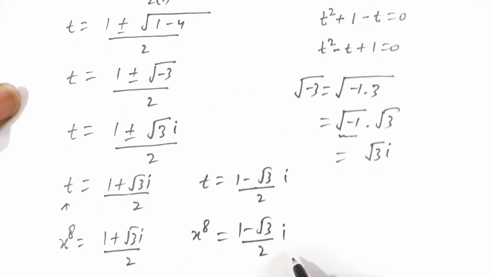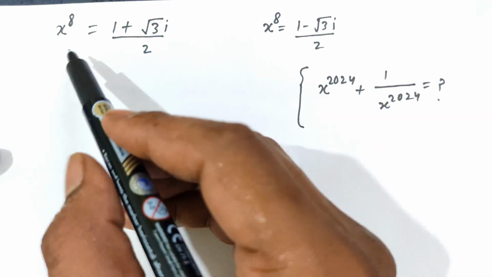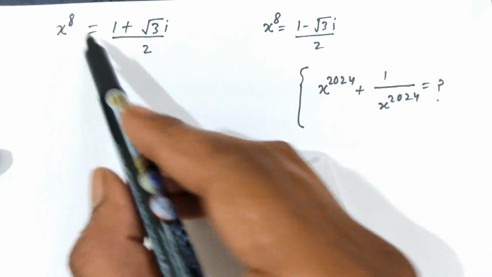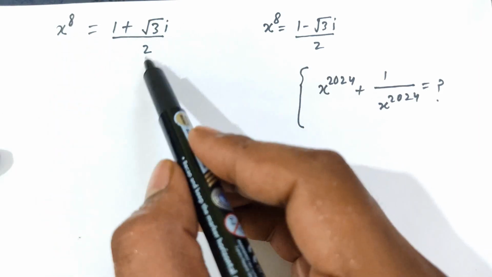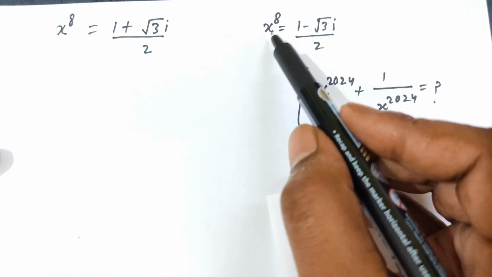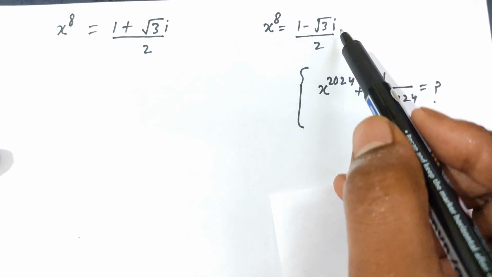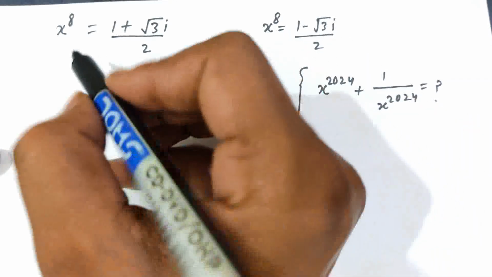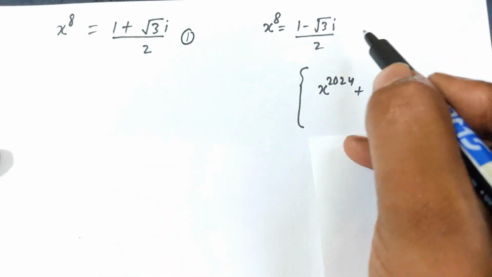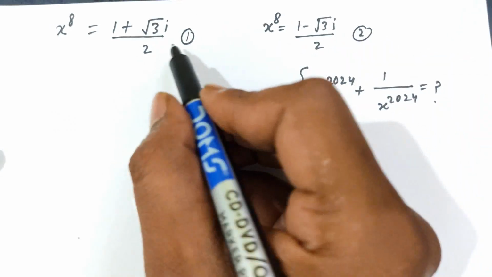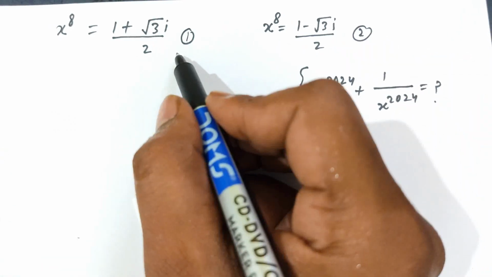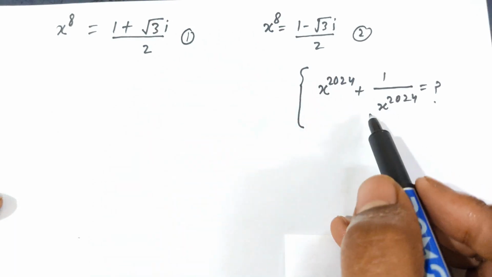Now, students, I will solve this on the next page. Now, students, here we have two possible values of x power 8: 1 plus square root of 3 times iota divided by 2, and the second value, x power 8 equal to 1 minus square root of 3 times iota divided by 2. Let's say this is case first and this is case second. So here we will take case first and solve this expression.